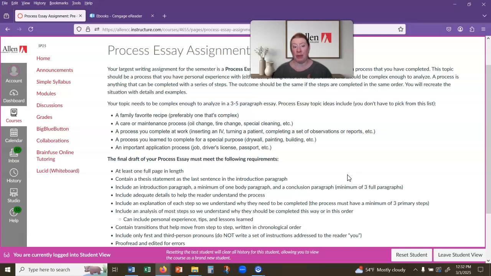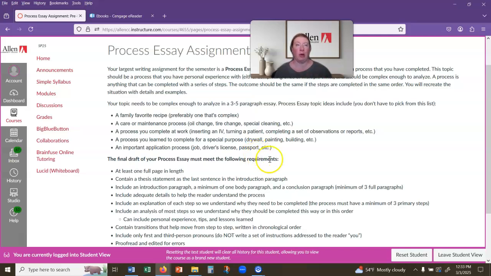Or some type of car maintenance. I see a lot of oil change or tire change essays that work really well. Maybe a process you complete at work. I've seen inventories. If you work in the medical field, how do you insert an IV? I had somebody do a tracheotomy one time as their topic. That was kind of interesting. So anyway, anything that has a series of steps that you have to complete in that order to get the outcome. It might be an application process, like I just applied for my passport.